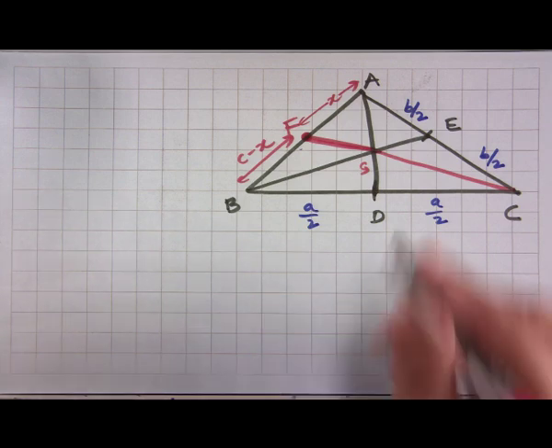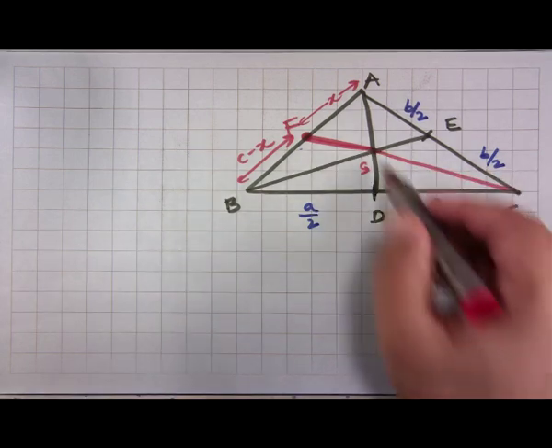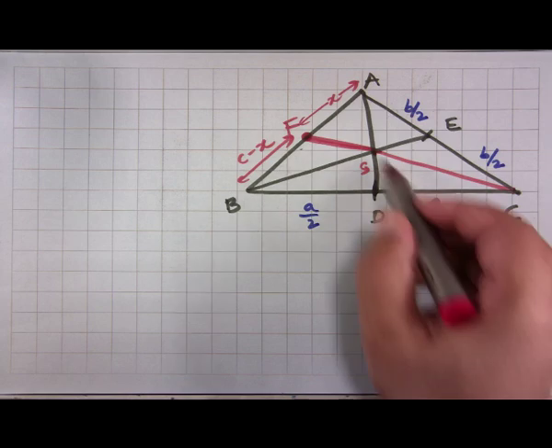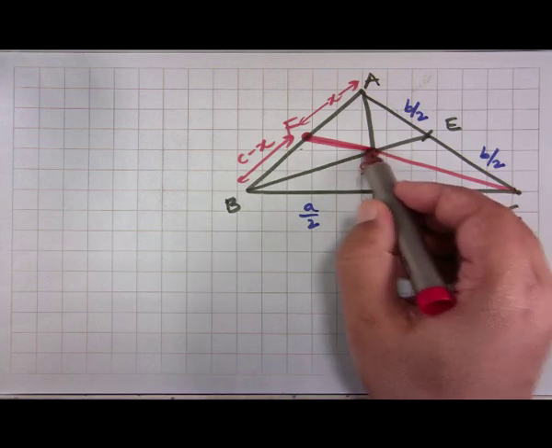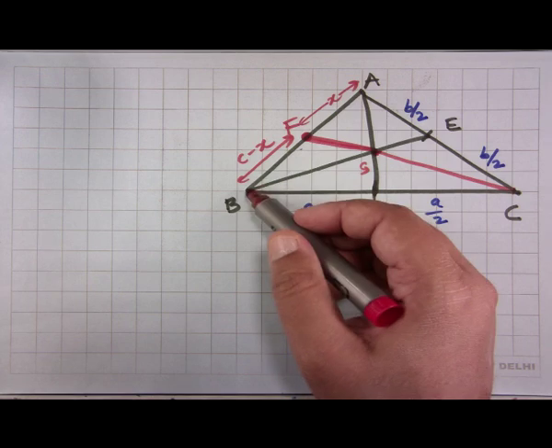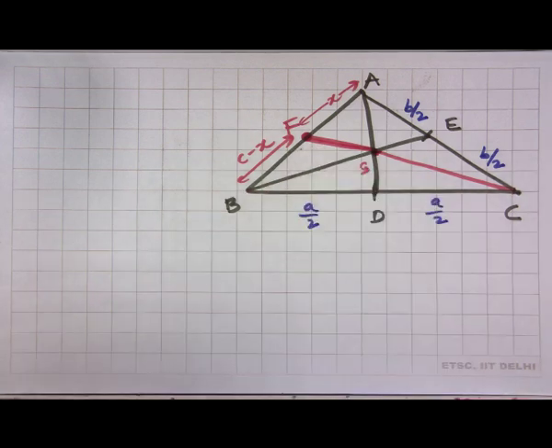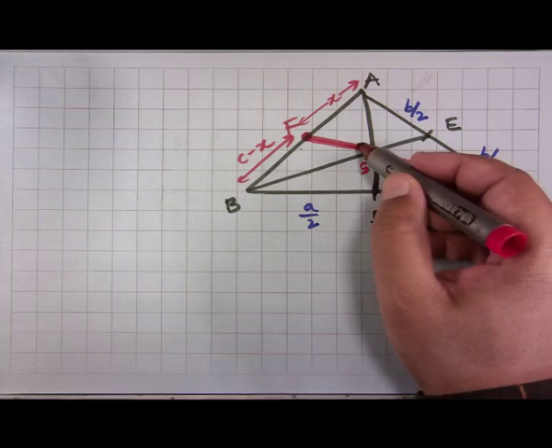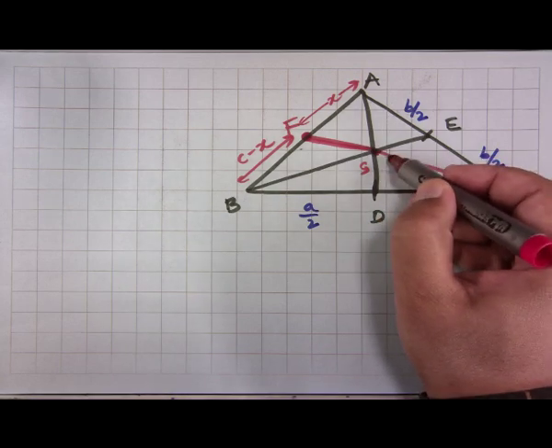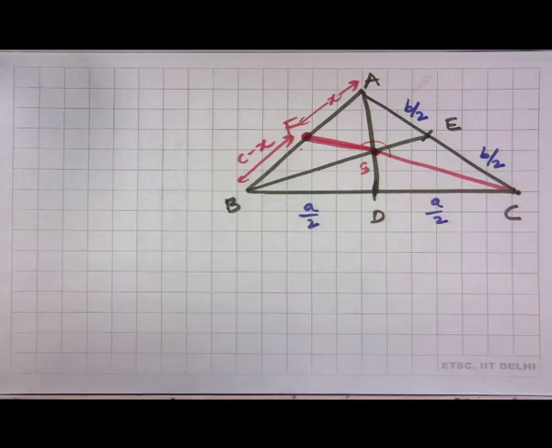And of course, it will also show that it passes through this point G, because we first connected C to G and then we extended that straight line further to meet the side AB at this point F. So this entire angle is 180 degrees, because this is a straight line.